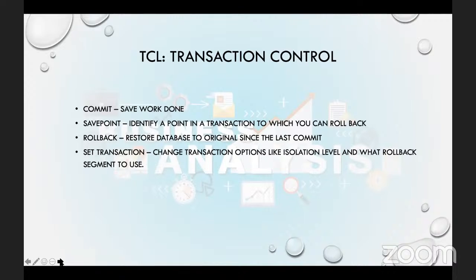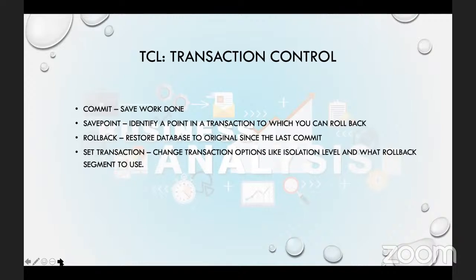Save point. So we have save point. Save point is also another critical command. We use save point to identify a point in a transaction to which you can roll back, right? So let's say yesterday we were working on something and we've added more stuff to it, and then we run into issues, right? We run into a couple of issues.